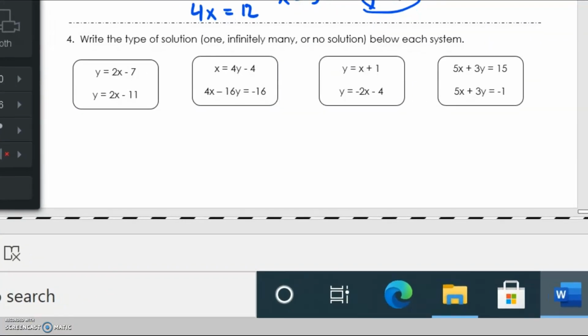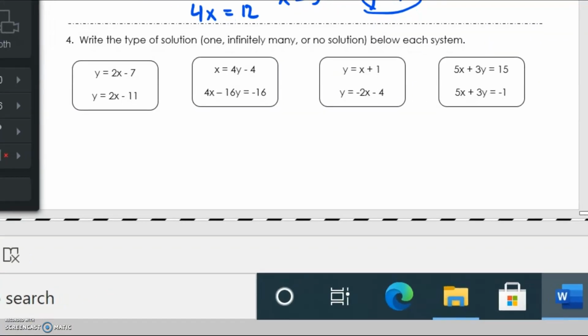The next set of questions, you're identifying what types of solutions these have. The first system, I noticed that they have the same slope but different y-intercepts. If we were to graph these, they would be parallel, right? Parallel lines have no solution.